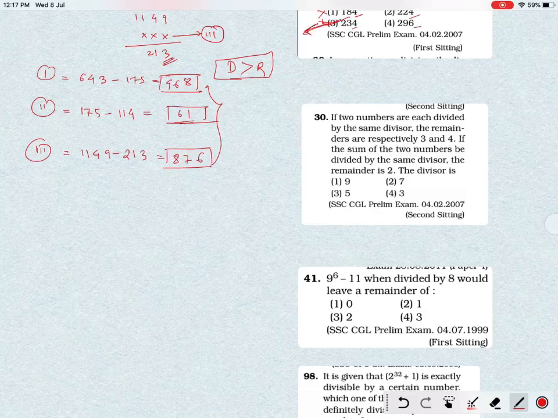If 2 numbers are each divided by the same divisor, the remainders are respectively 3 and 4. If the sum of the 2 numbers is divided by the same divisor, the remainder is 2. Okay. 2 numbers are each divided by the same divisor, and the remainders are respectively 3 and 4.